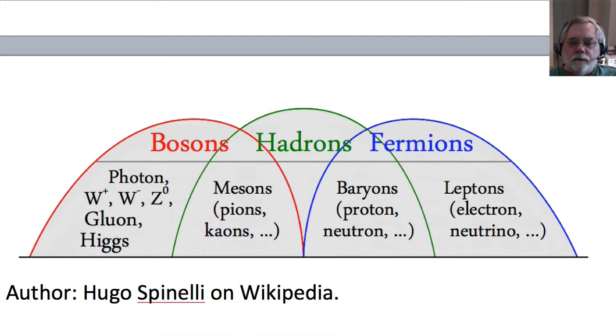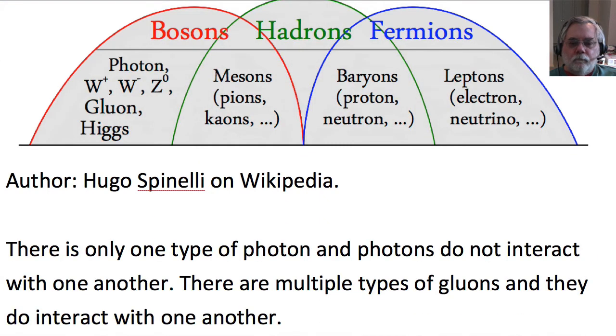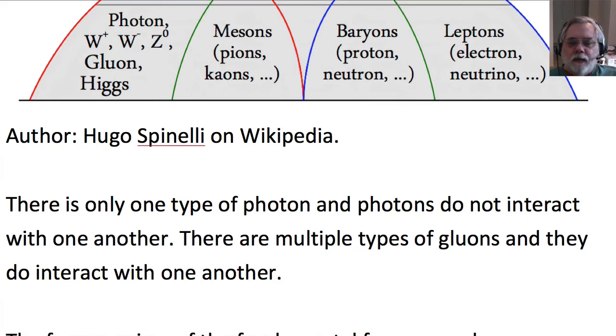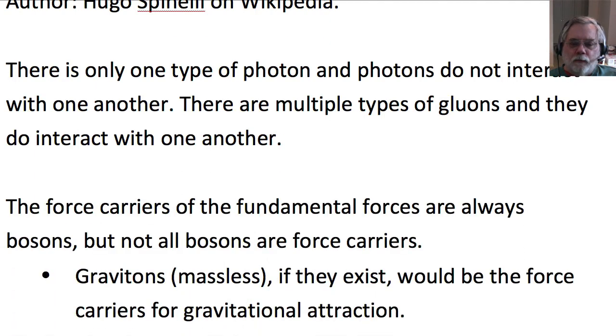Now here's a chart showing different elementary and composite particles, and not their spin value, but whether they're bosons under the red curve or fermions under the blue curve, and all hadrons are under the green curve. There's only one type of photon, and photons do not interact with one another. However, there's multiple types of gluons, and they do interact with one another.